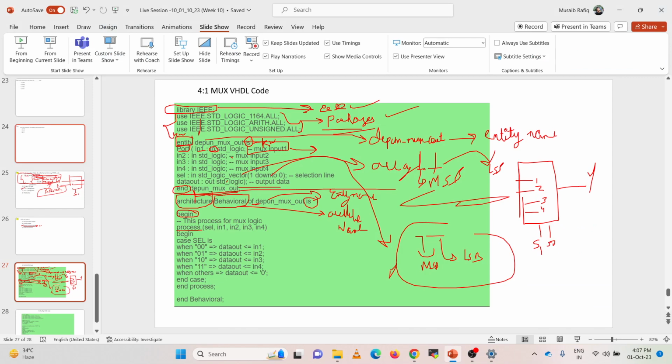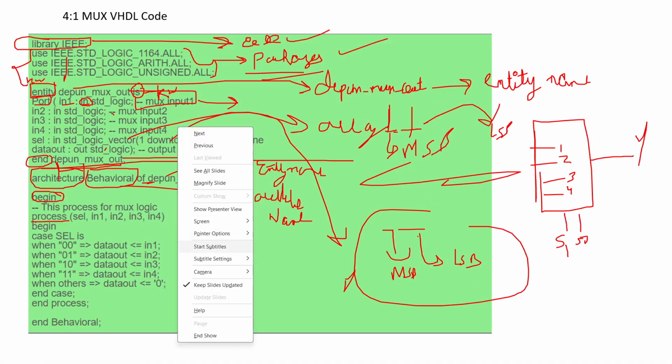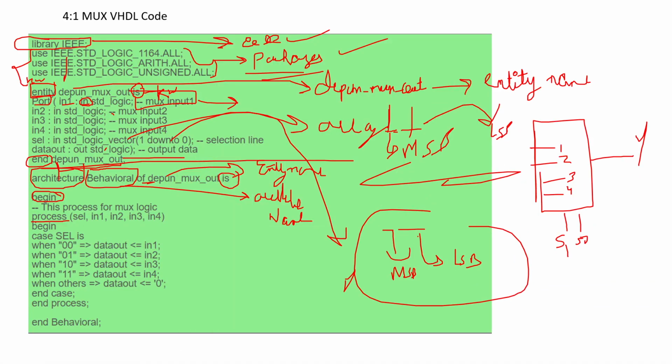Then I have begin. Then I have case select. Basically, this select, the vector, will be the input vector that will be evaluated. So we have this case statement executing on the select, followed by is. Then when this select is 00, my data output will get assigned input 1. When select is 01, data output will get assigned as input 2.